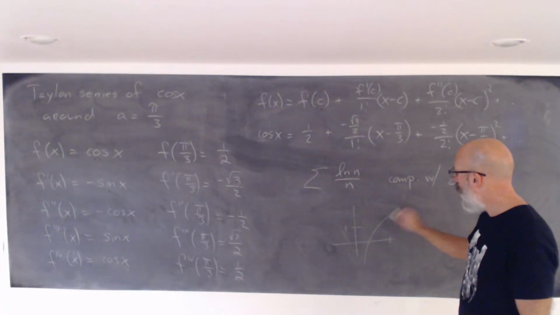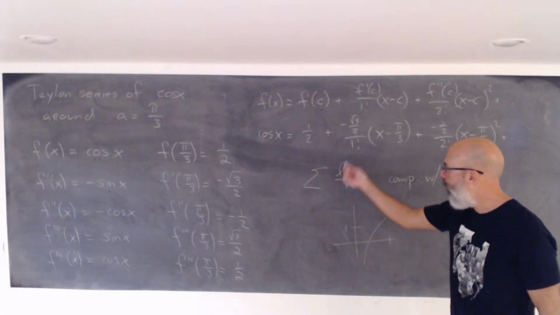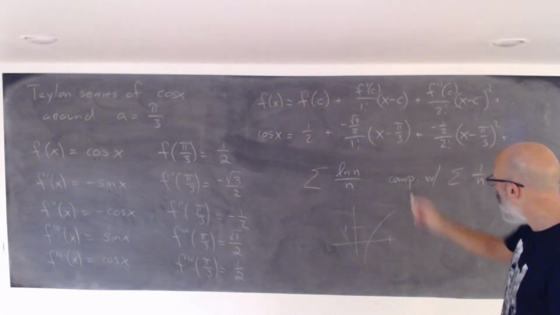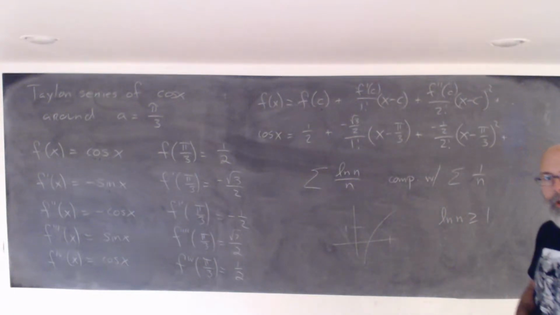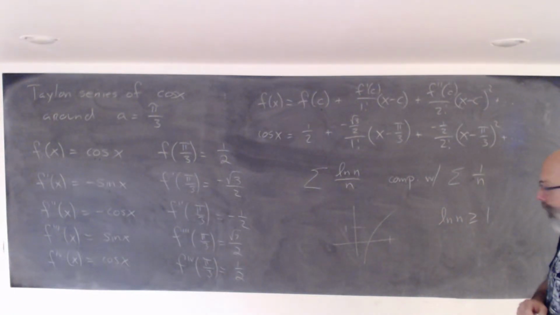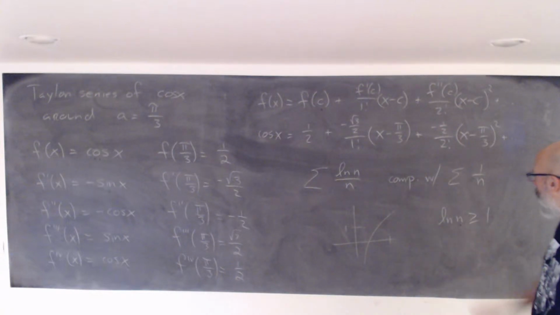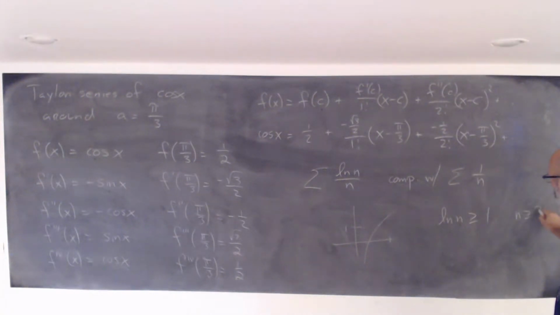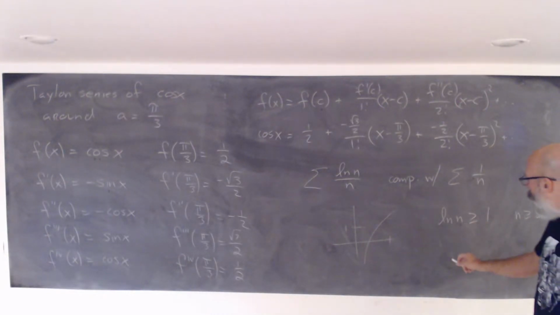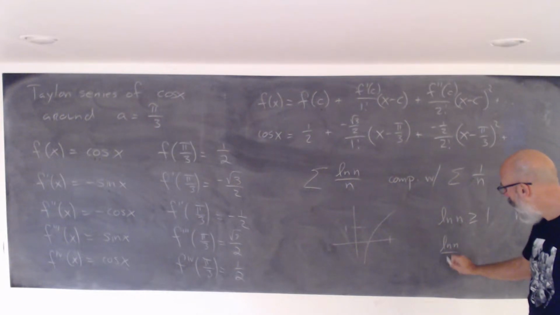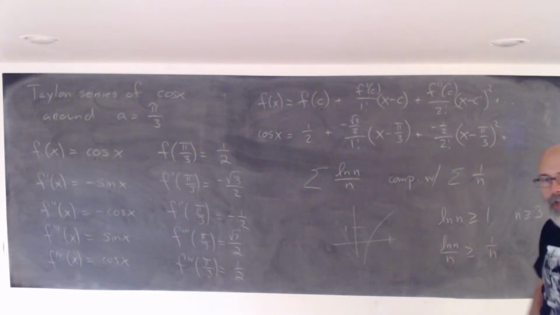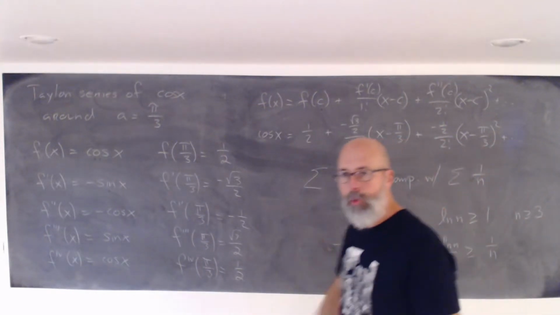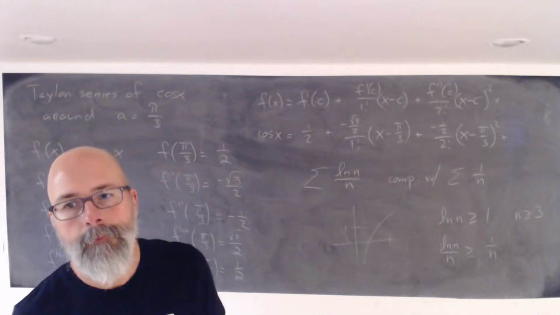So for n large enough, because this keeps increasing forever, going off to infinity, ln n is going to be bigger than 1 eventually. In fact, if n is bigger than or equal to 3, this is the case. And consequently, ln n over n is going to be bigger than or equal to 1 over n. And you know this series diverges, so the bigger one has to diverge as well.